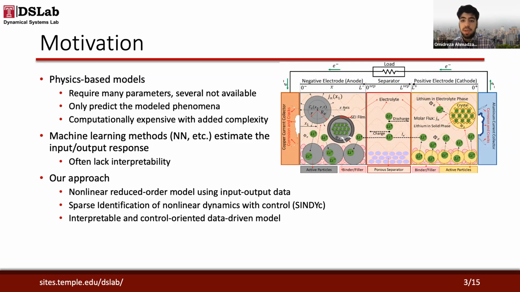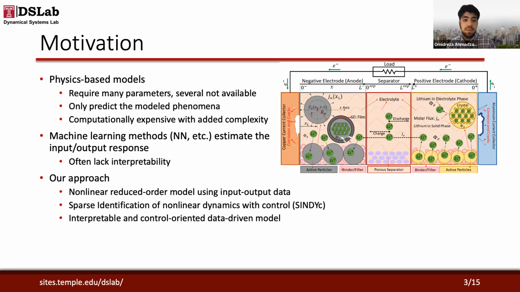However, their electrochemical behavior, or their physics-based model, requires many parameters, several of which are not available, like the thickness of the anode, separator, cathode, or the diffusivity coefficients. So parameters are costly to calculate, and they are only applicable to the specific battery and system. So it only predicts the model phenomena, and they are computationally expensive with added complexity.